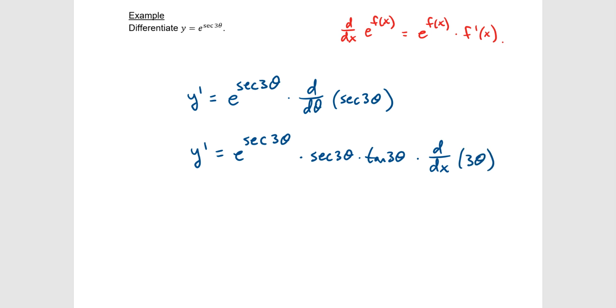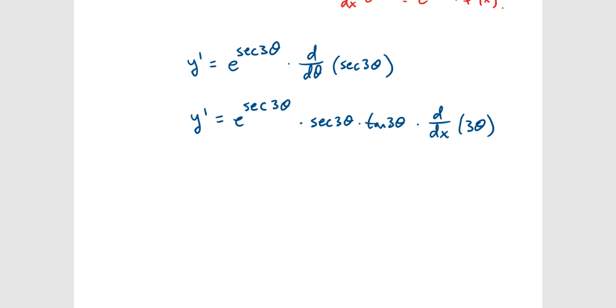Okay, so a little confusing here. So it's the derivative of the outer. Leave the inside alone. Derivative of the outer is secant times tangent. We left the inside alone, which was the 3 theta, times the derivative of the inner. The derivative of 3 theta is obviously just going to be 3. And sorry, I should have written this as d d theta. Okay, and now the derivative of 3 theta we just said is 3. So this is going to be 3 times e to the secant 3 theta times secant 3 theta times tangent 3 theta.